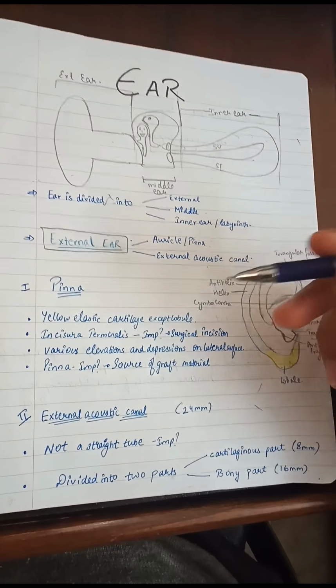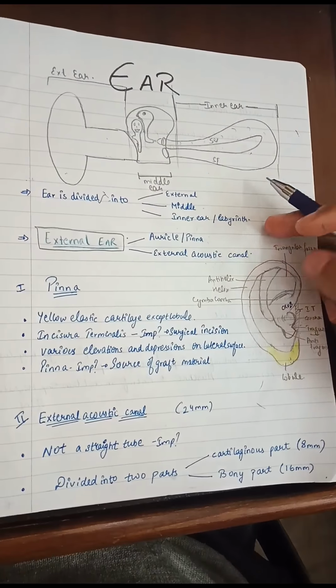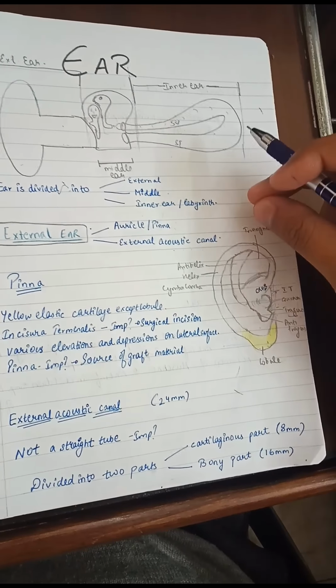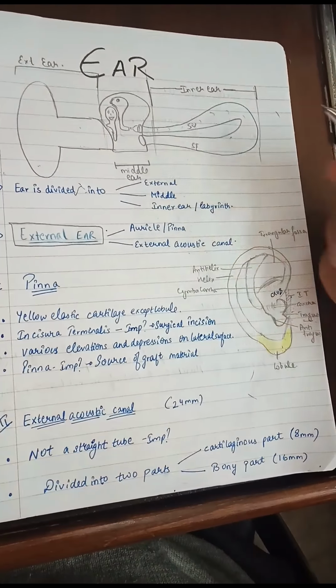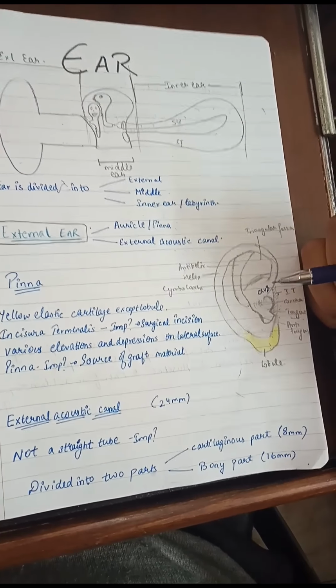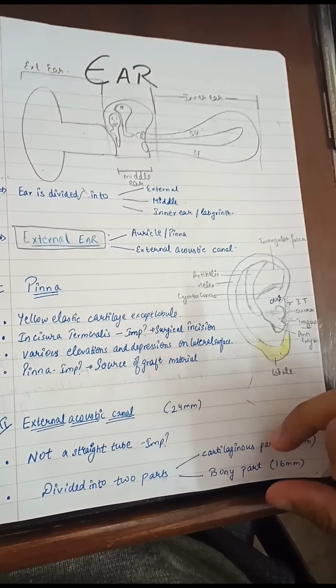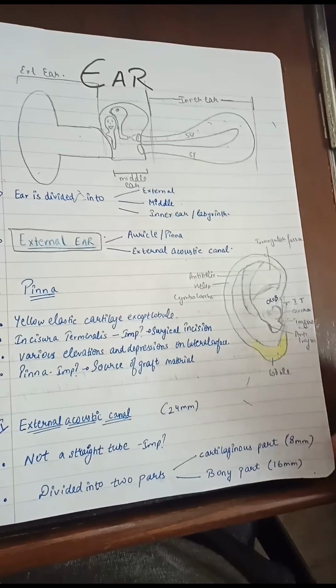The importance of the direction of the acoustic canal is that in order to see the tympanic membrane, the pinna has to be pulled upward, backward, and laterally to see the tympanic membrane clearly. This is done in order to bring the two parts into alignment, that is the cartilaginous and the bony part.